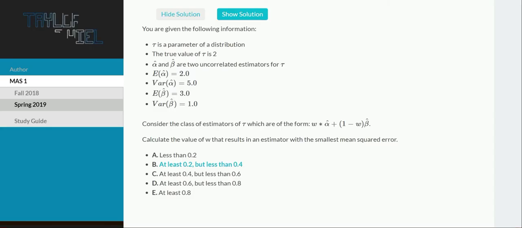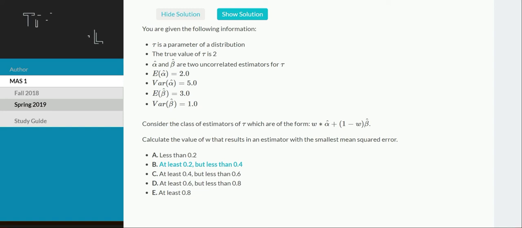You are given the following information. Tau is a parameter of a distribution. The true value of tau is 2. Alpha hat and beta hat are two uncorrelated estimators for tau. The expected value of alpha hat is 2. The variance of alpha hat is 5. The expected value of beta hat is 3. And the variance of beta hat is 1.